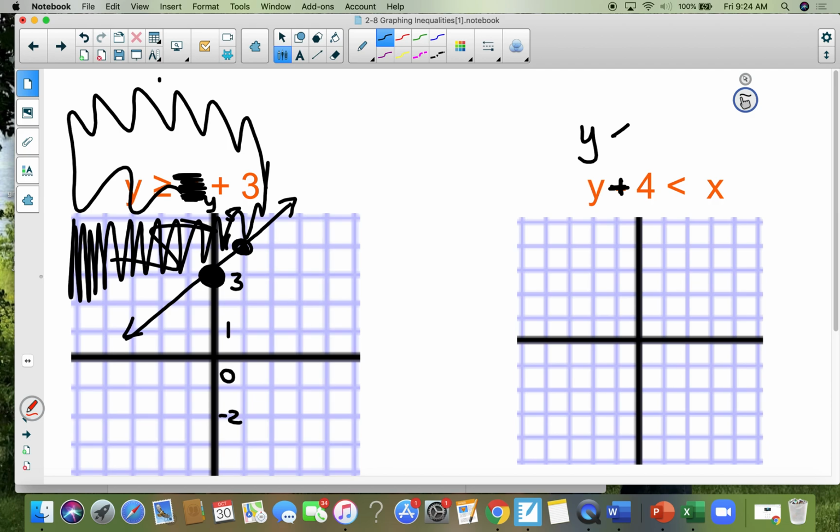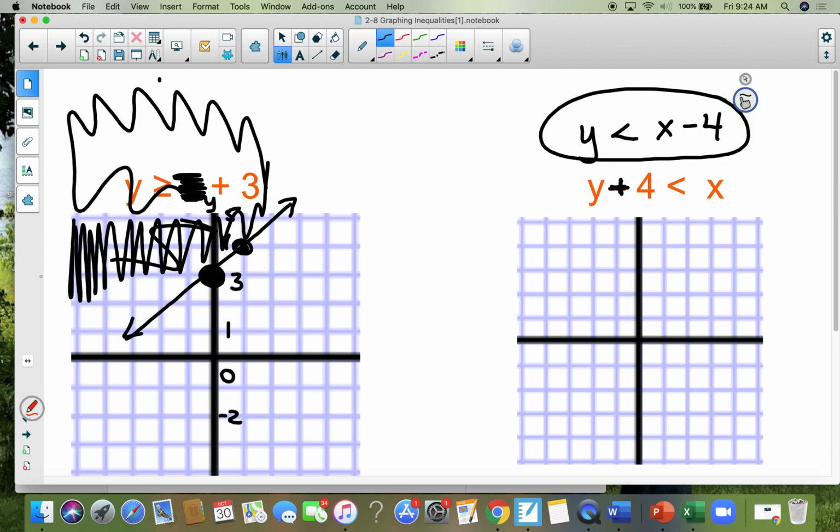Y is less than x. In order to get y alone, I switched the problem just because we haven't had a negative one yet. I'm going to subtract 4 from both sides. So y is less than x minus 4. I switched it because we've had them all above the x-axis and I wanted this one to go below.